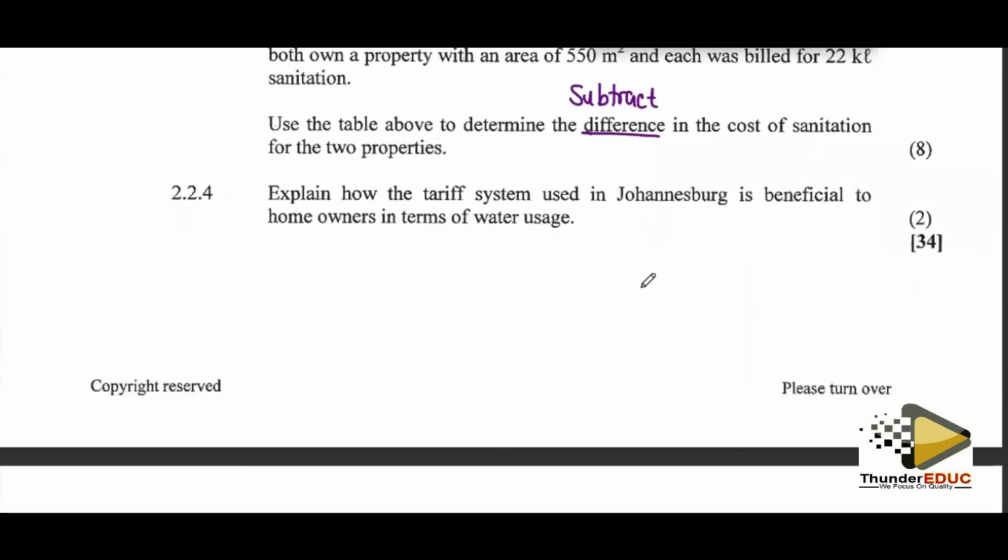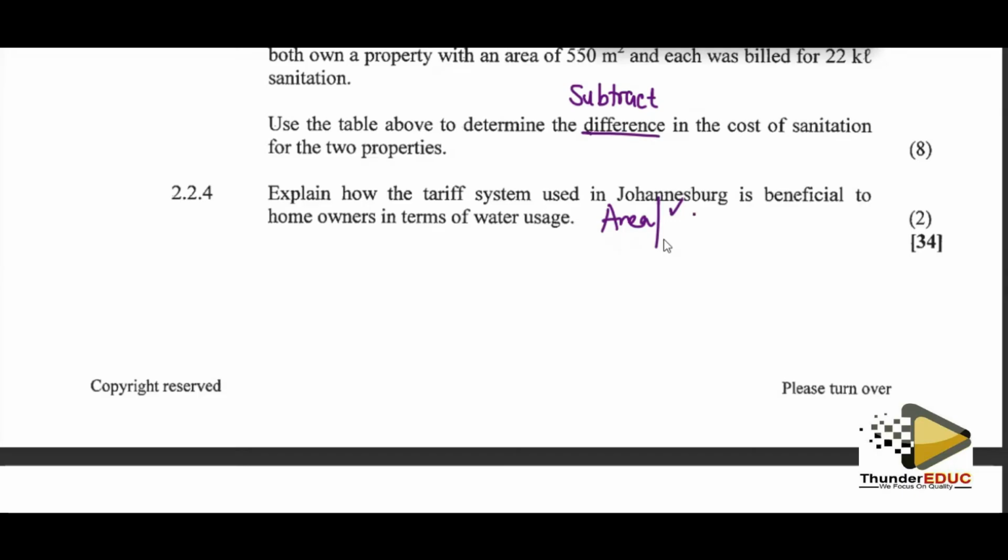Explain how the tariff system in Johannesburg is beneficial to homeowners. How is it beneficial? Now, take note. Johannesburg only looks at area. It does not look at the water that you've used. So, this will mean it's beneficial in a way that one will not get worried about the amount of water they have used. Why? The amount they're going to pay will be based on the area.